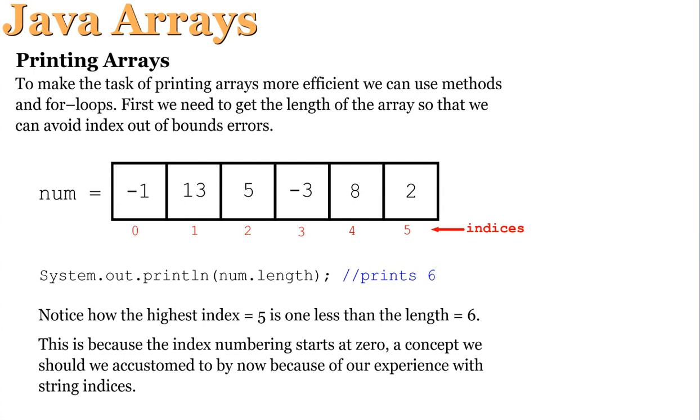So before we can construct a method or a for loop, we need to make sure we don't run into index out of bound errors. So we can use the attribute length to identify the length of the array. And we see that the length is equal to 1, 2, 3, 4, 5, 6. So that means our top index is going to be one less than the length.